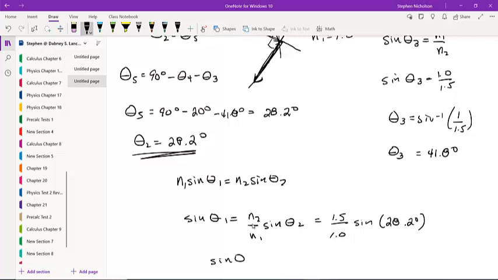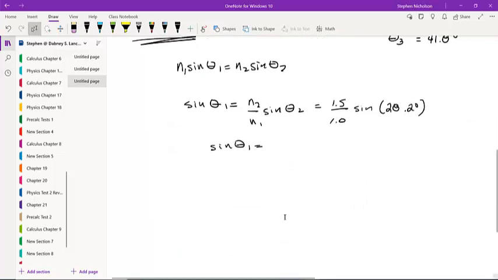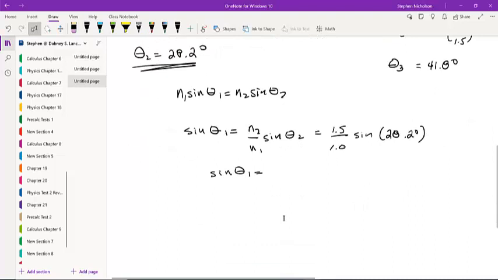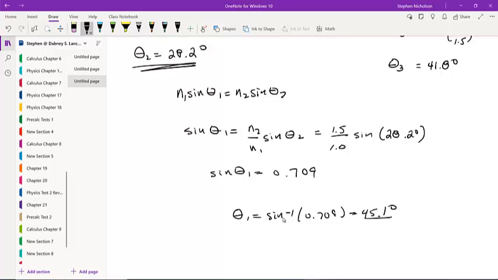So the sine of theta 1 is 1.5 divided by 1 times sine of 28.2, which is 0.709. Theta 1 is the inverse sine of 0.709. And I get 45.1 degrees. So that's the answer I'm looking for. Not that particular answer, but for this particular problem, that's the case.